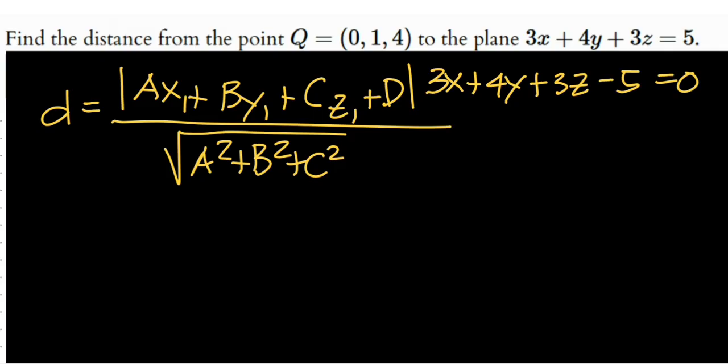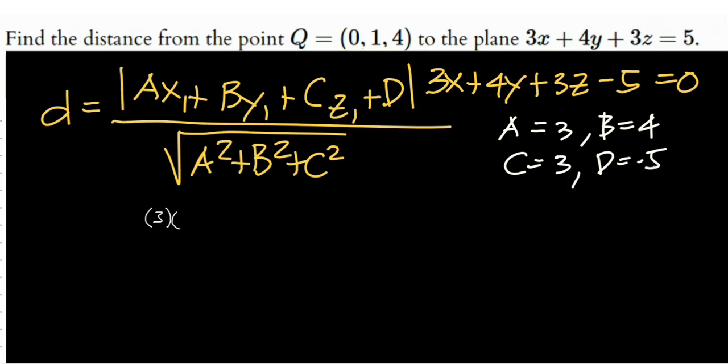No, because that is the constant. So we will only use the coefficients of x, y, z, because we're only given x, y, z here. The same with the xy plane. So we identify the components of the plane. So A is 3, B is 4, C is 3, and D is -5.